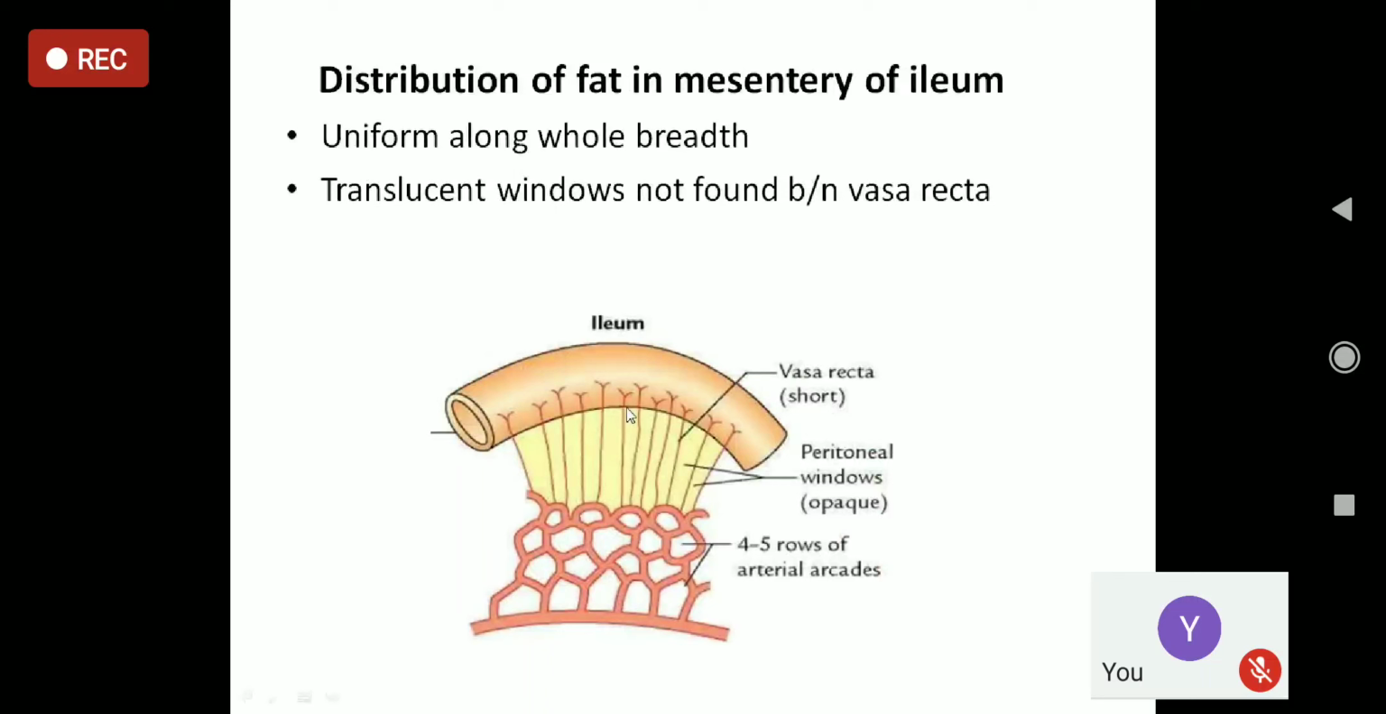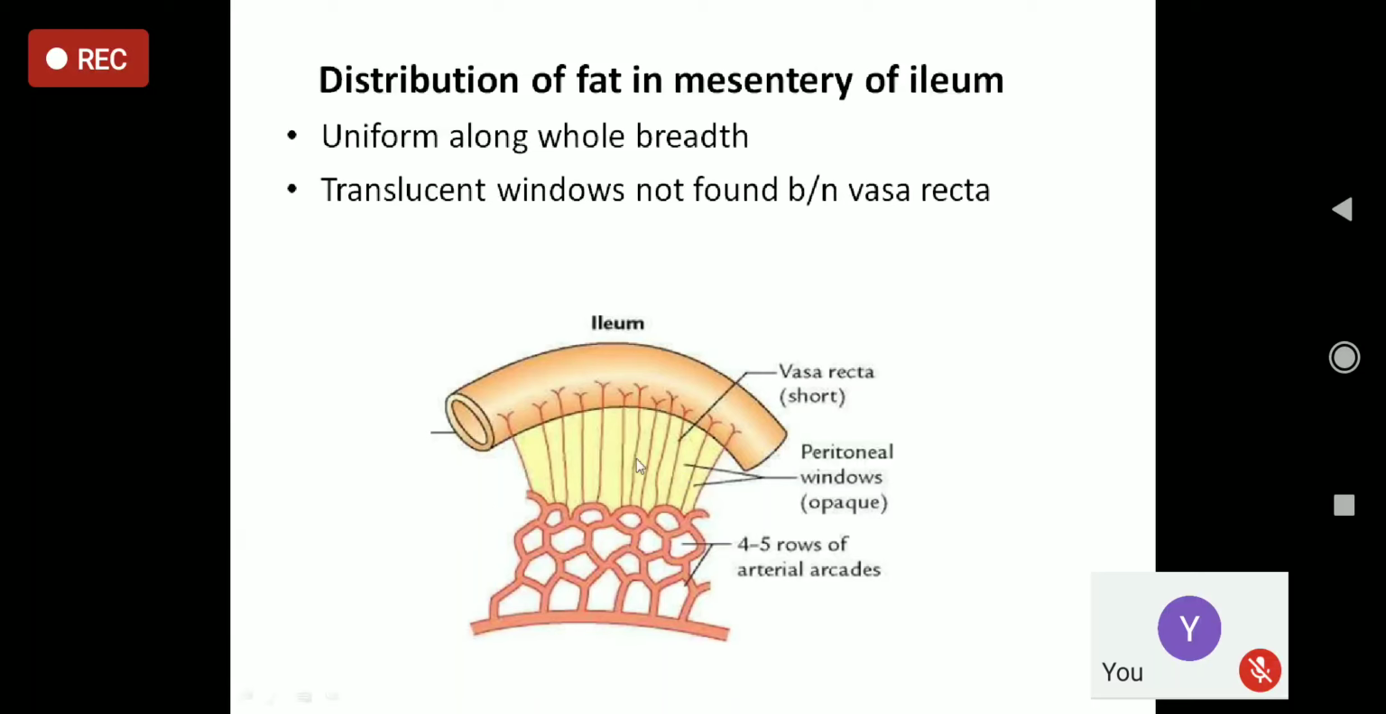Now, coming to the distribution of fat in the mesentery of ileum. See, in this figure you can see, this is the fat. Okay, so it is distributed uniformly along the whole breadth of the mesentery. So in this case, you will not find the translucent windows in between the vasa recta. Okay, so this part is opaque here because here you find fat. So this part is not translucent in case of ileum because of the uniform distribution of the fat along the whole breadth of the mesentery.